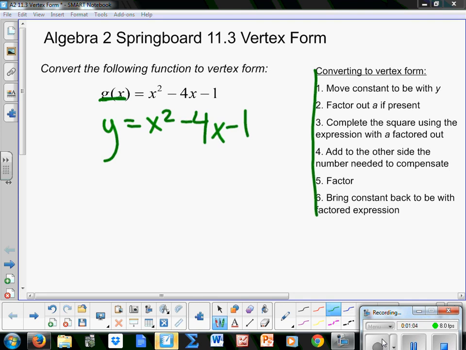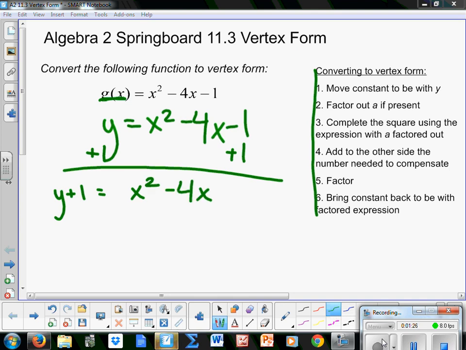So what we want to do first is move the constant to be with y, because we need to make something that we can complete the square with on that right-hand side with our variables. So I'm going to add 1 to both sides here. So we end up with y plus 1 equals x squared minus 4x. And we've got that first step checked off now.